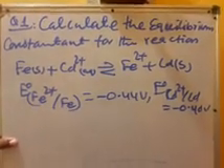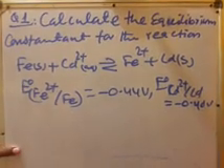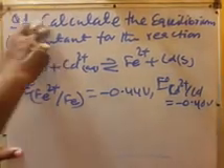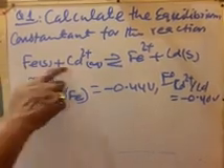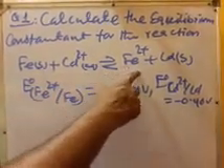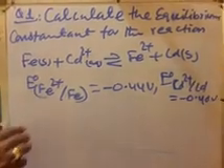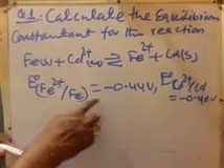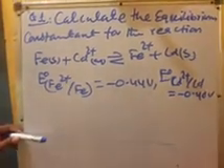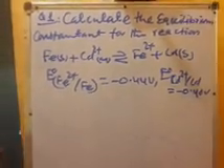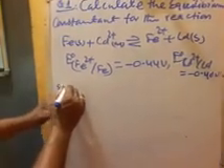Now let us work out one question based on the calculation of equilibrium constant. Here the question is: calculate the equilibrium constant for the reaction Fe solid plus Cd2+ reversible Fe2+ plus Cd solid, given E naught Fe2+/Fe is equal to minus 0.44 volt and E naught Cd2+/Cd is equal to minus 0.40 volt. Now let us work out the solution.